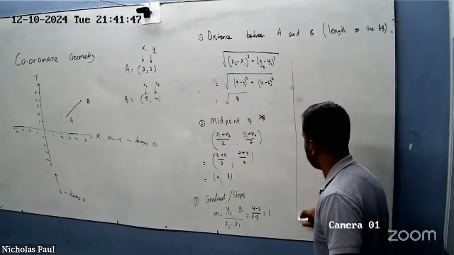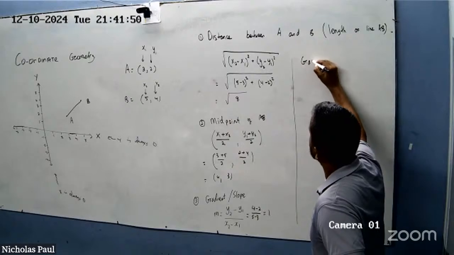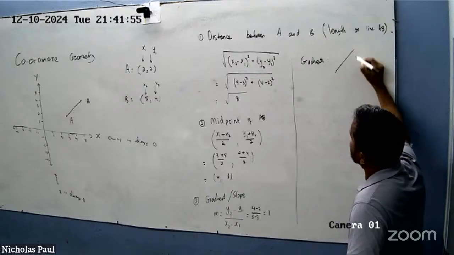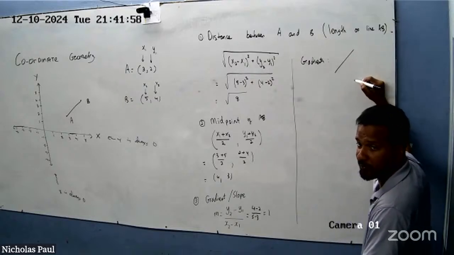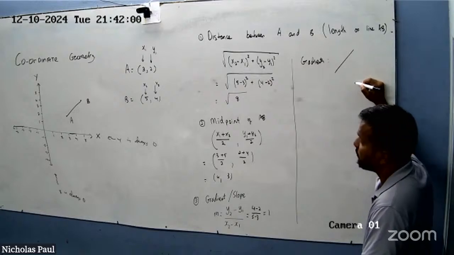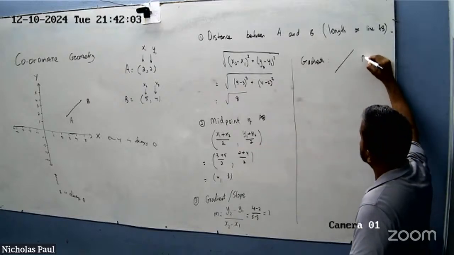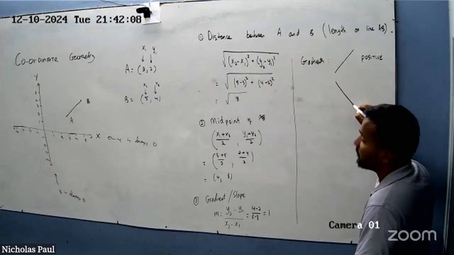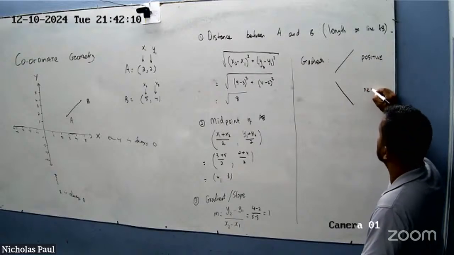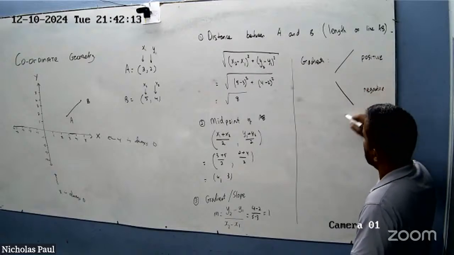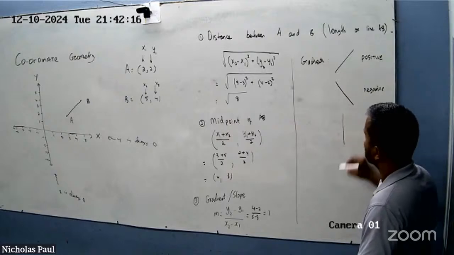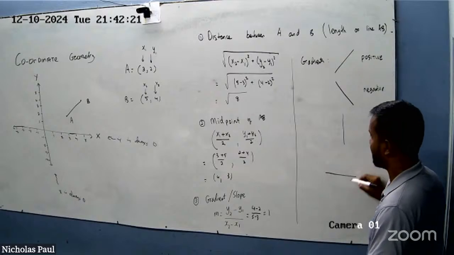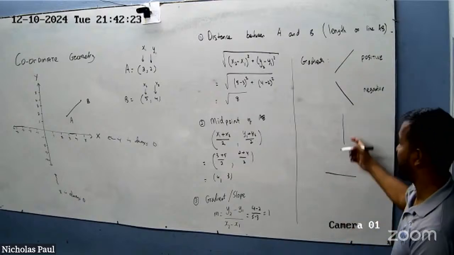A quick little thing on gradients that we're supposed to know. What type of gradient is this, if the line slopes like that? Just like this one, that's a positive gradient. If your line slopes like this, negative. But what if your line slopes like this, or like this? What type of gradient is this?